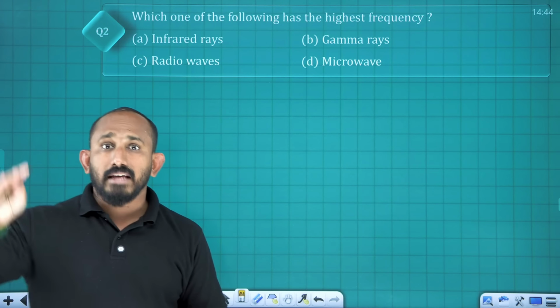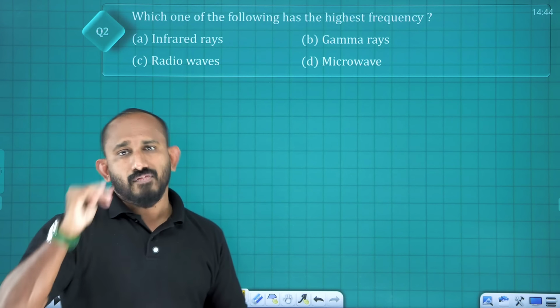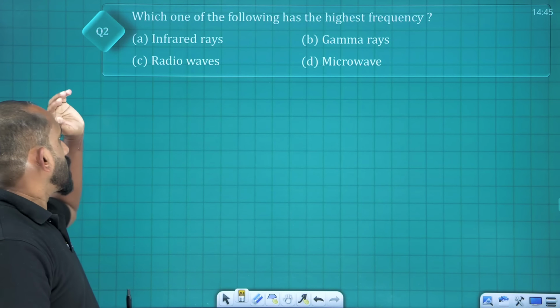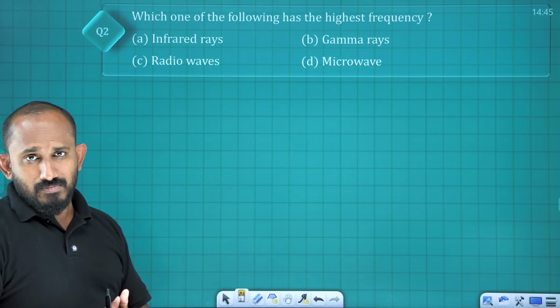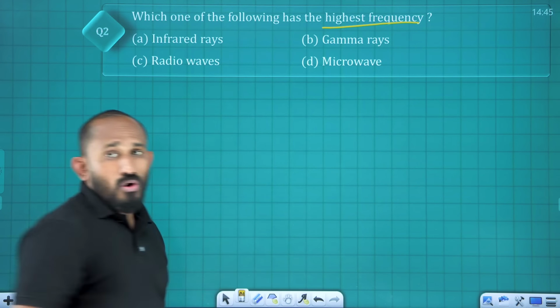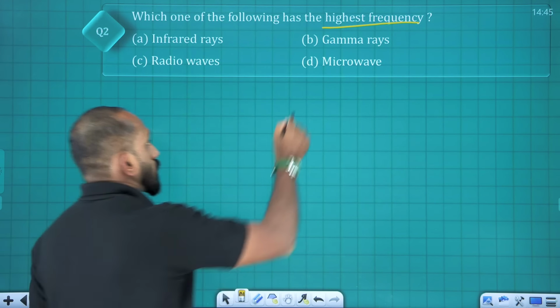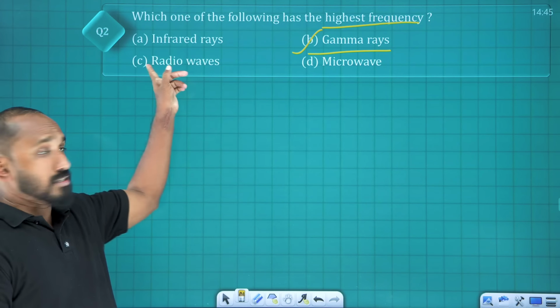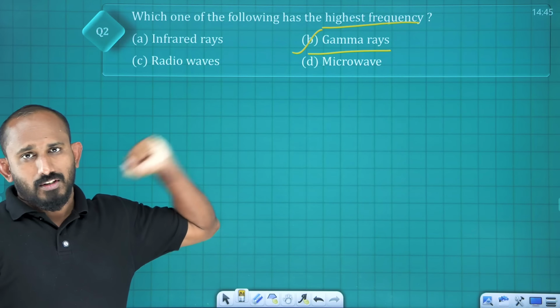Radio waves have the highest wavelength but the least frequency. Now, the options are infrared rays, gamma rays, radio waves, microwaves. So, which has the highest frequency is the question. Of course, out of this, the best one is gamma rays, which has the highest frequency. Then at the other end, radio waves have the least frequency.